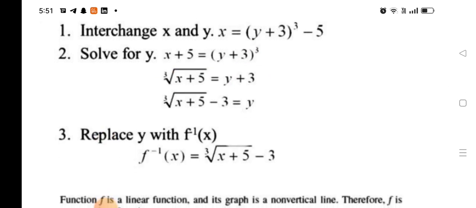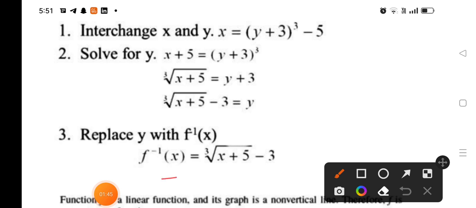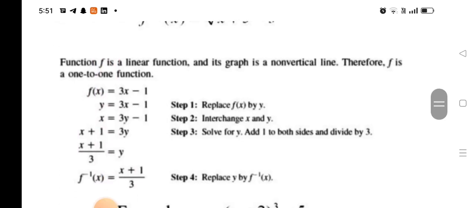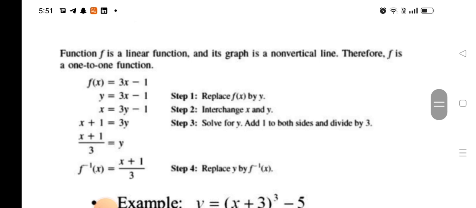Then replace y with f to the power negative 1, the inverse, and it's going to be like this. Easy? I think it is. Function f is a linear function, remember, and its graph is a non-vertical line. Therefore f is a one-to-one function.